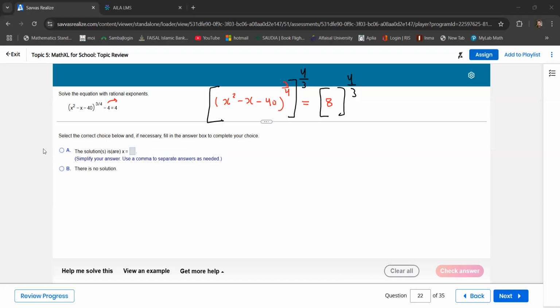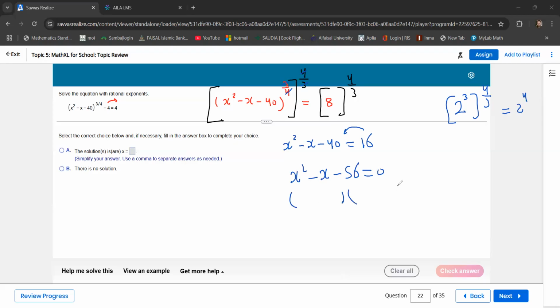Because actually, when we multiply these two powers, 3 over 4, 3 will cancel the 3, and the 4 will cancel the 4, means it's power 1 now, and power 1 is unwritten. So it's like x power 2 minus x minus 40. And this one you can use a calculator to find out, or you can use your mental math. 8 is like 2 to the power of 3, all to the power of 4 over 3. So it's like 2 to the power of 4, which is 16. Now I'm going to take this 16 inside. So x power 2 minus x minus 56 is equal to 0.